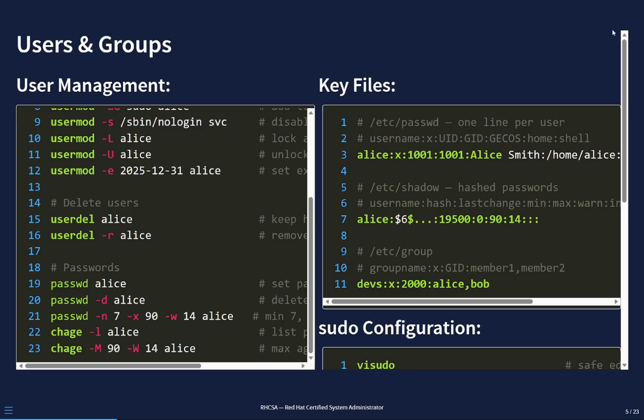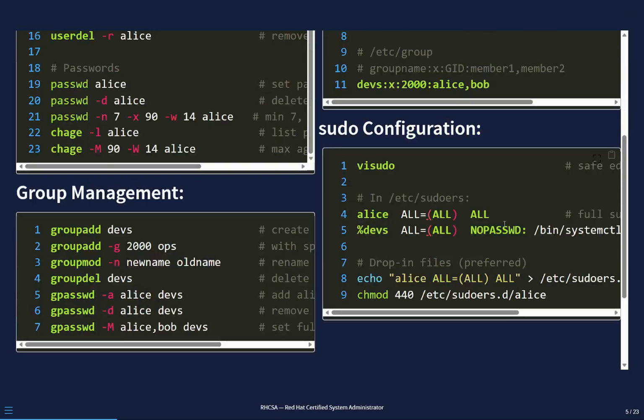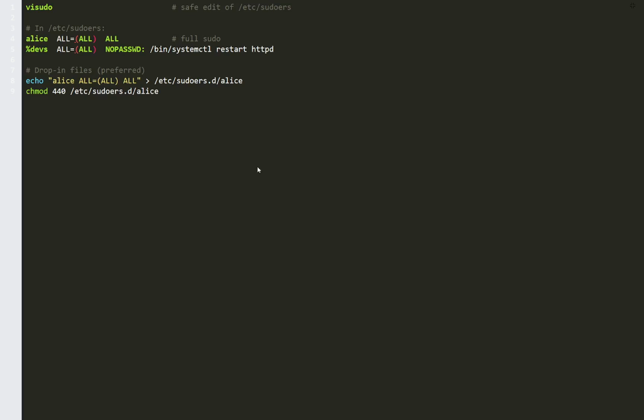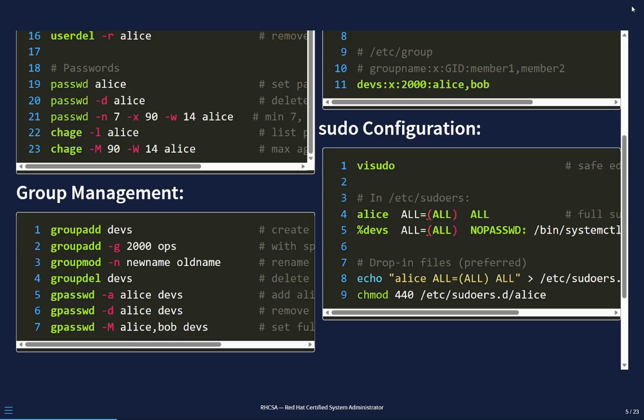Click: sudo configuration. visudo is the safe editor for /etc/sudoers. It validates the syntax before saving, preventing you from locking yourself out. For production systems, drop individual files into /etc/sudoers.d, one file per user or role. Always set permissions to 440 on those files.